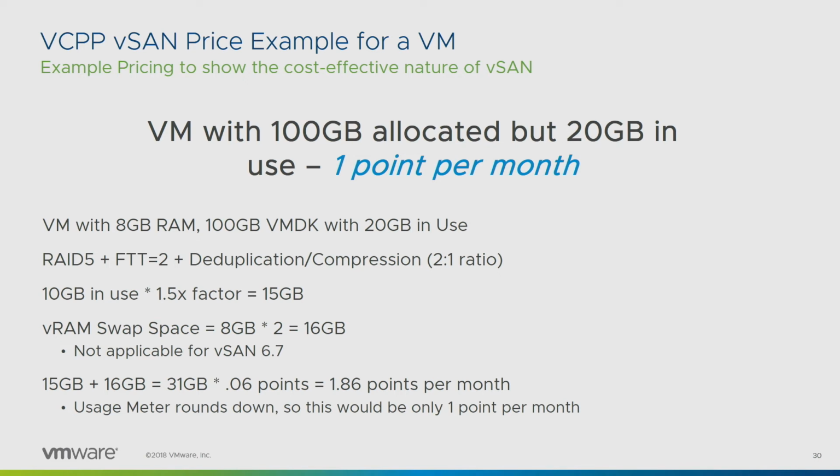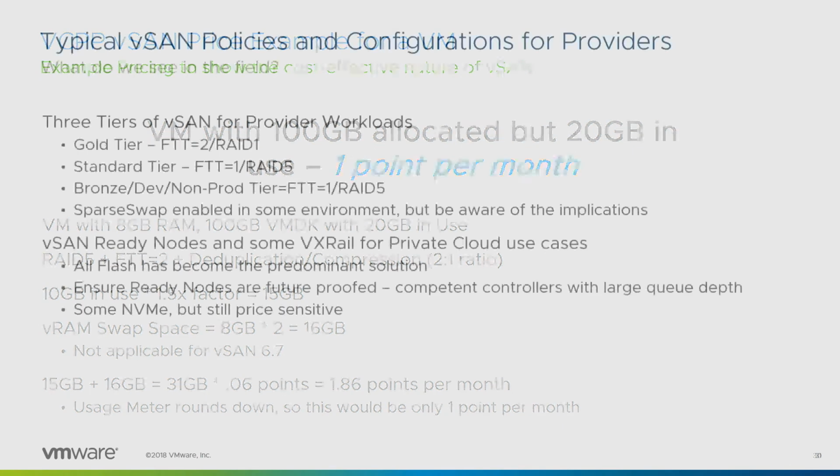But the sparse swap in this example will not save you any money because we'll round down, right? So just be aware, in the giant VMs, it'll be helpful. But in this example, it actually wouldn't affect the price. But either way, I have a 100 gig virtual machine. I'm using 1 point, right? So think about that for a moment and really look at the value of this from a pricing perspective.